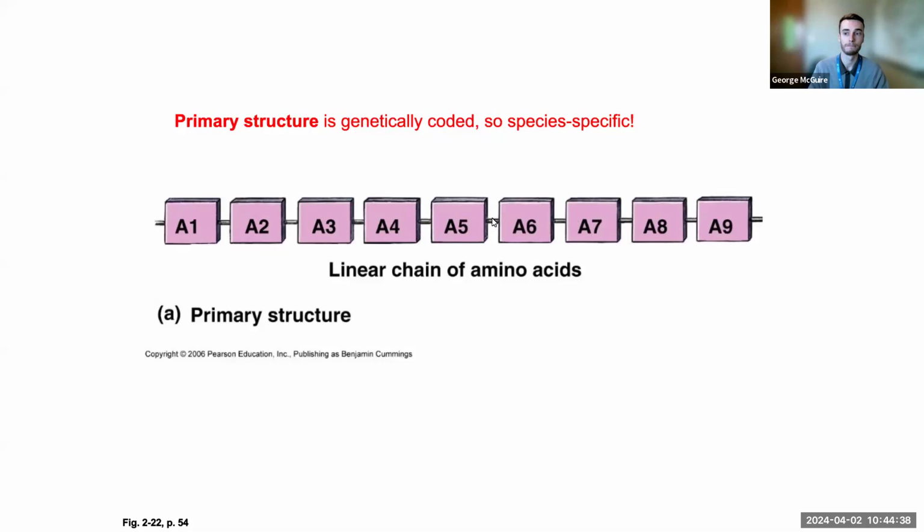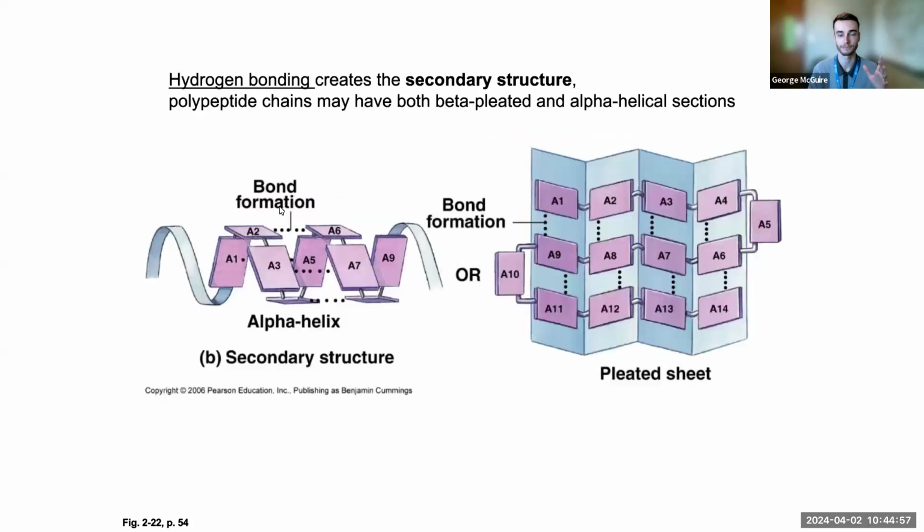Polypeptide. And a polypeptide is typically the term used to refer to an immature protein, so a protein that is not able to do its function. So in its primary structure, this is a polypeptide. It cannot do its job. It is simply a string of amino acids that do not have their form or function determined yet.